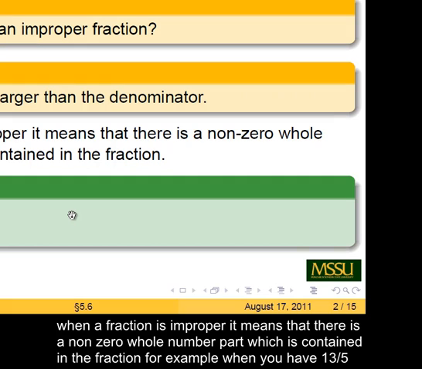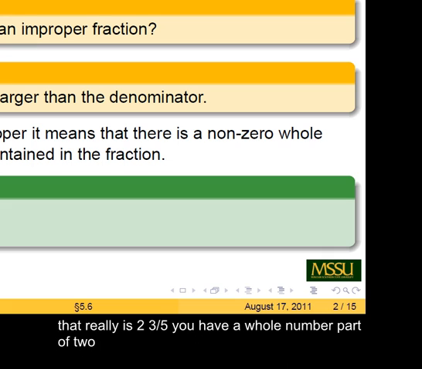When a fraction is improper, it means that there is a non-zero whole number part which is contained in the fraction. For example, when you have 13/5, that's really 2 3/5. You have a whole number part of 2 plus a little bit extra that's less than 1, the 3/5.